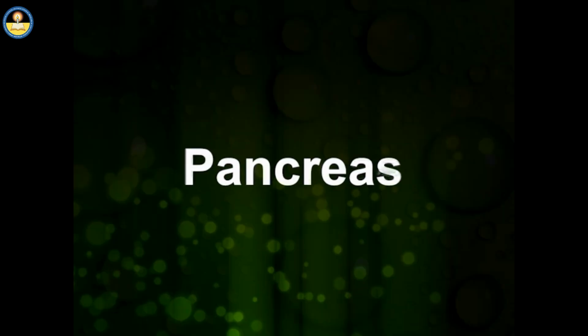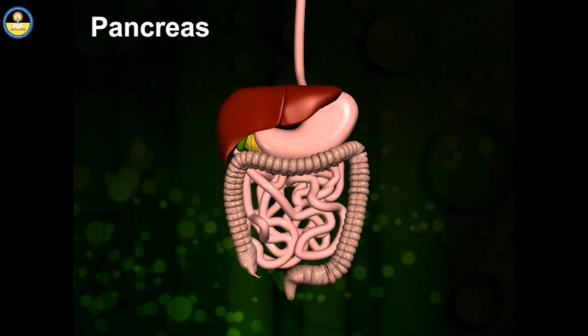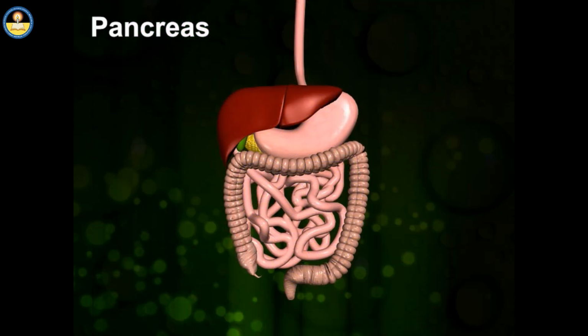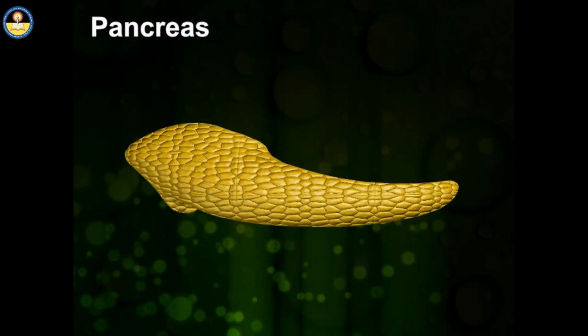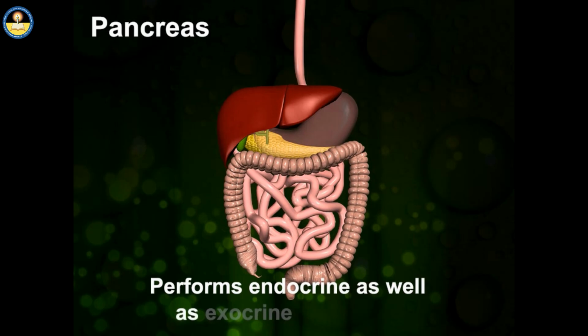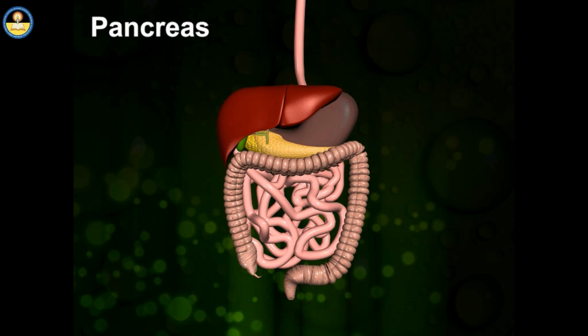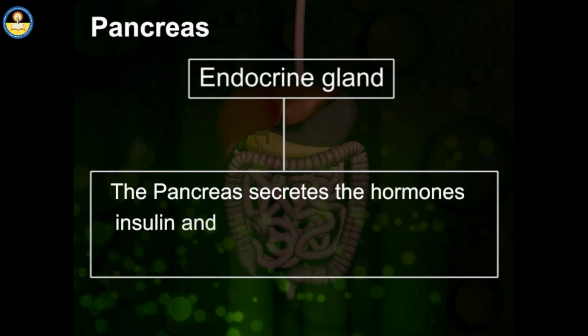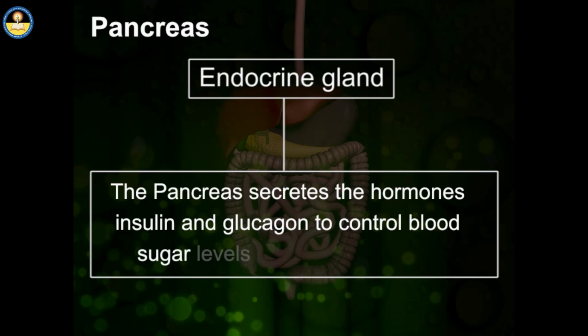Pancreas. The pancreas is an oblong flattened gland located deep in the abdomen. It lies beneath the stomach and is connected to the small intestine at the duodenum. The pancreas produces several important enzymes. This gland is a dual-function gland having features of both endocrine and exocrine glands. As an endocrine gland, the pancreas secretes the hormones insulin and glucagon to control blood sugar levels in our blood.